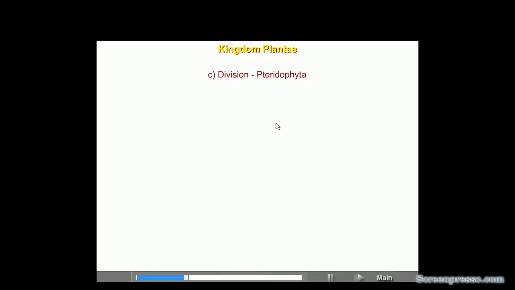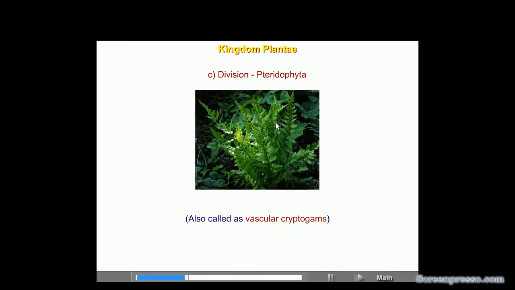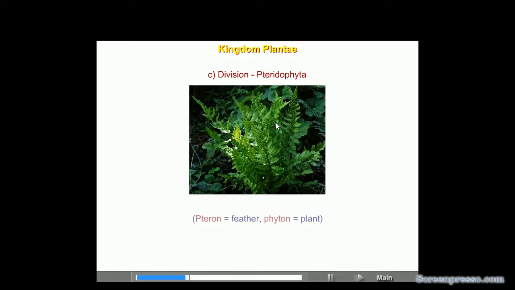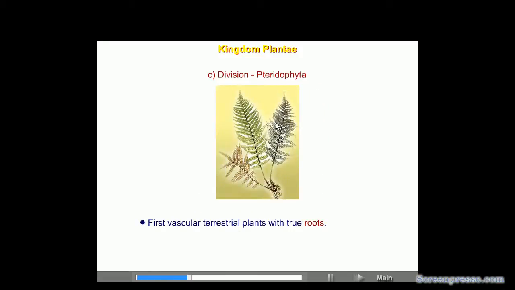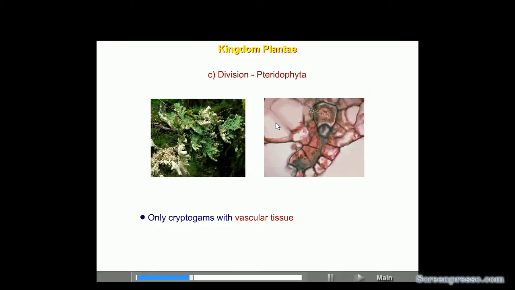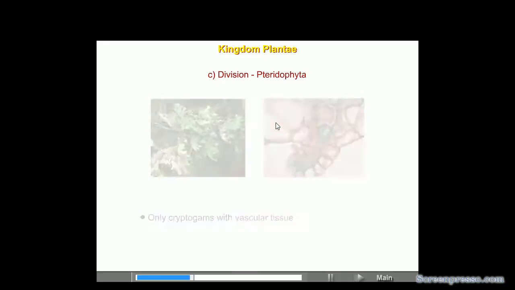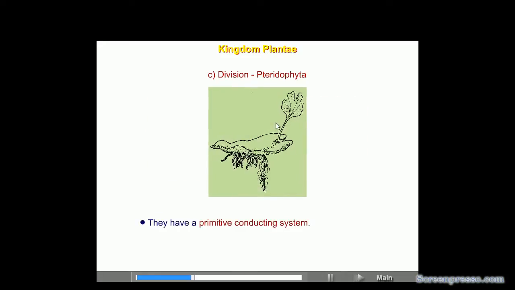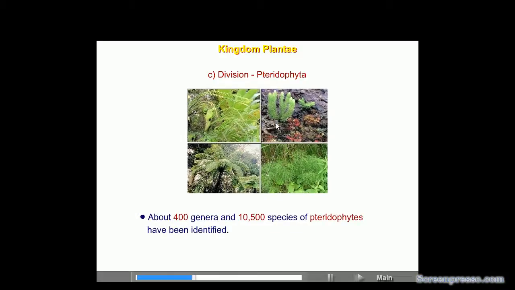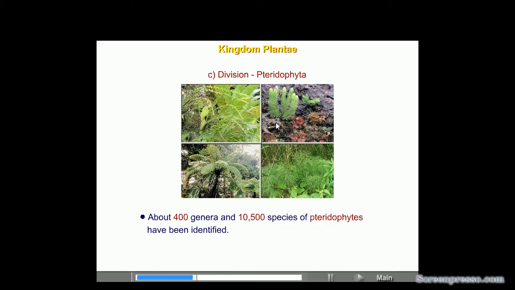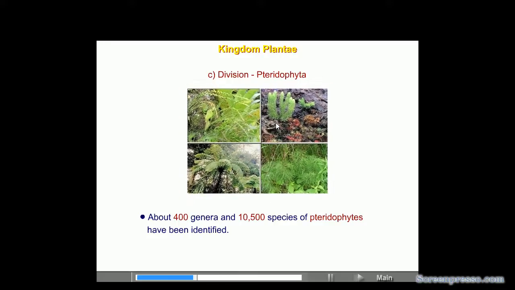Division Pteridophyta, also called vascular cryptogams. Pteron is feather and phyton is plant. First vascular terrestrial plants with true roots. Plants have feather-like, that is pinnate, leaves. Only cryptogams with vascular tissue. They have a primitive conducting system. About 400 genera and 10,500 species of pteridophytes have been identified.